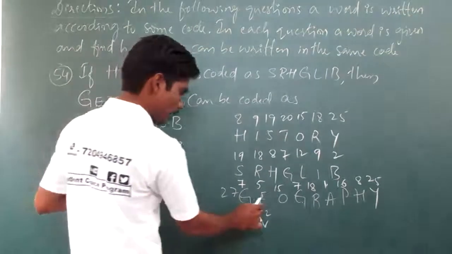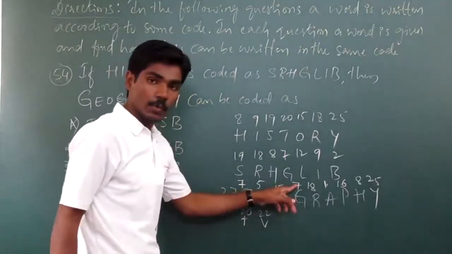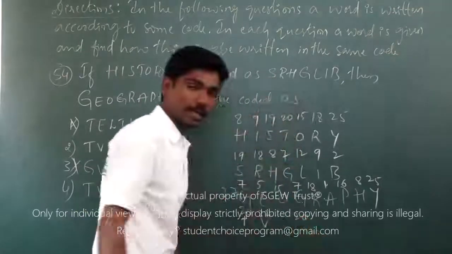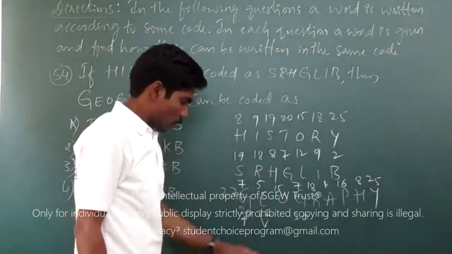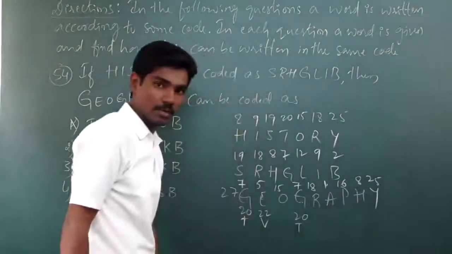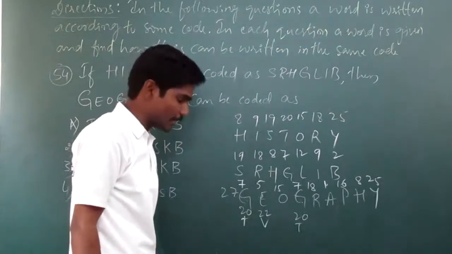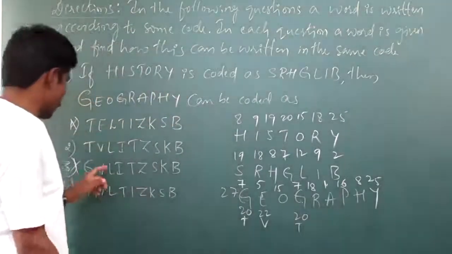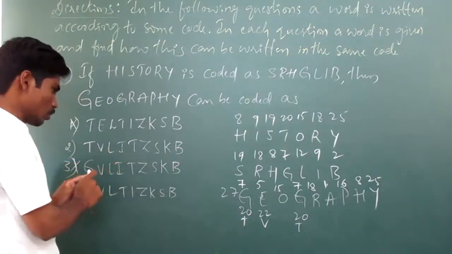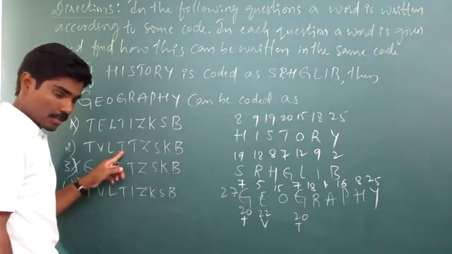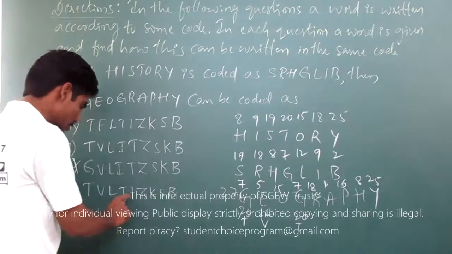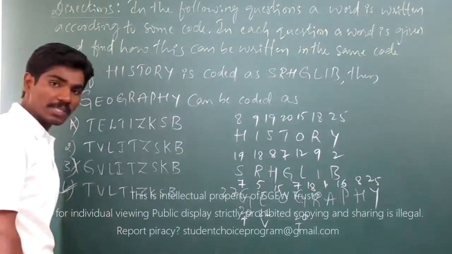For the fourth letter, 1, 2, 3, 4. Now, here 7. To get 27, what I need to do? I need to add 20, right? Now, what is the letter having position 20? It is T. That means the fourth letter I should get as T. Now, when you compare these two options, in option 2, I am not having T. Rather, in option 4, the fourth letter I am having is T. Therefore, the fourth option will be the right option.